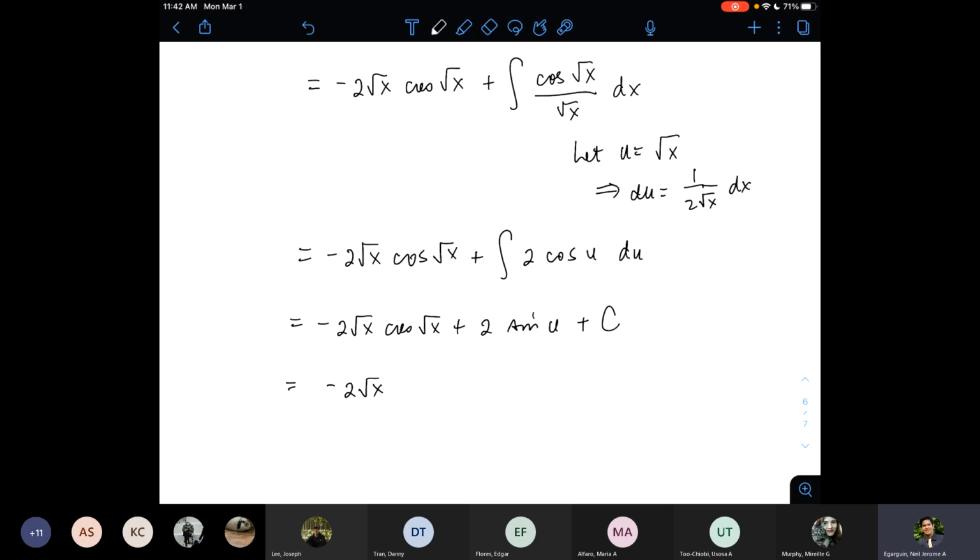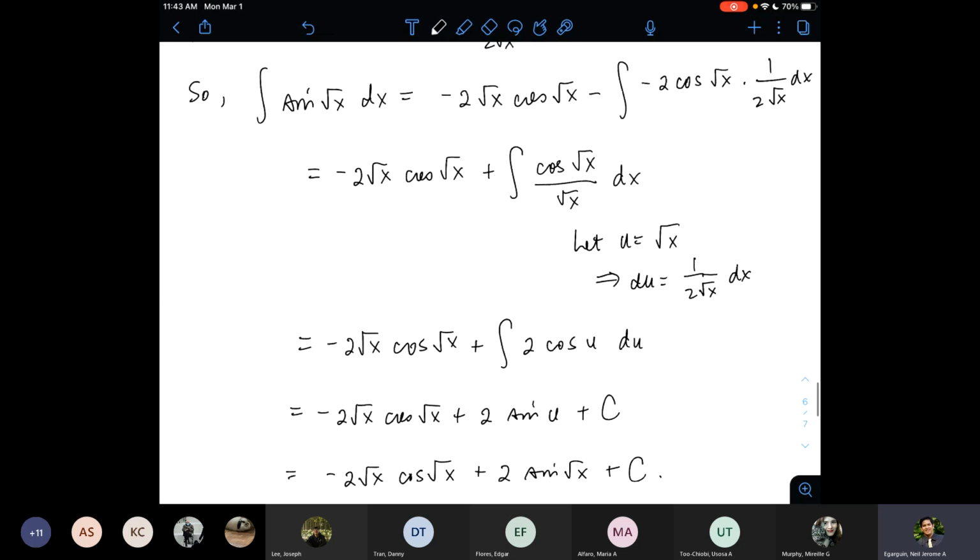And then we'll go back to our original variable, 2 sine root x plus c. And there we go. That's the integral, which is much shorter than the solution I attempted earlier, because I just recognized late in the game that using IBP repetitively will just make the integral of v du much more complicated than the original one.